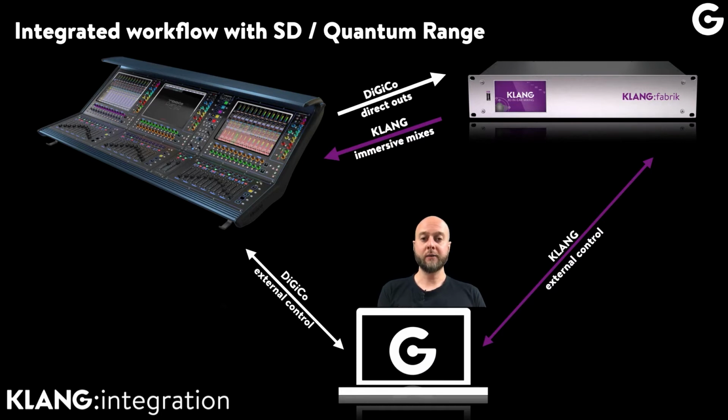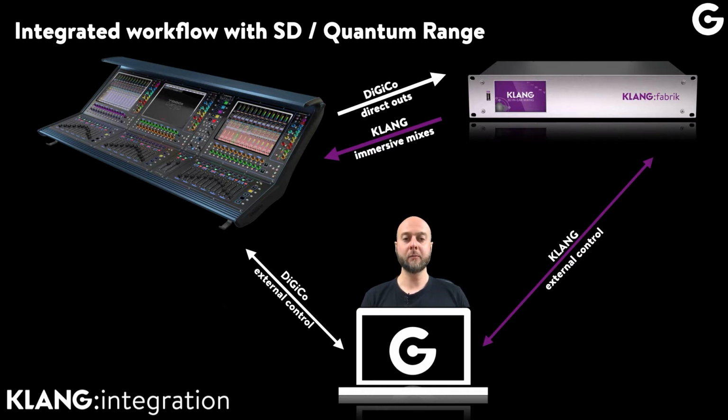And then, of course, we have the possibility to use a DiGiCo SD or Quantum range console with the integrated workflow. Here we would be sending direct outs from each channel that we want to use in 3D from the console into our processor, and we would return those mixes into the console so they can be distributed from there to whichever output device we choose to use.